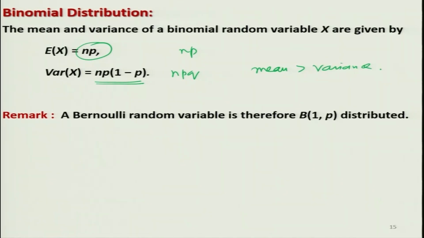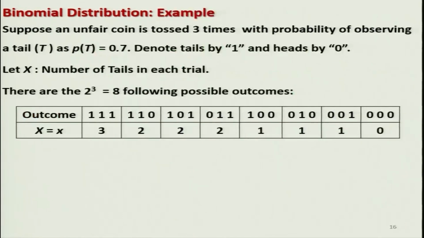right. And if you want to have the results for the Bernoulli distribution, you can simply substitute here n equal to 1, and a Bernoulli random variable is therefore binomial 1, p distributed, and that is the thing that we are going to use in the software also, right. So can we try to take here an example and try to show you, and the same thing I will try to do in the R software also.